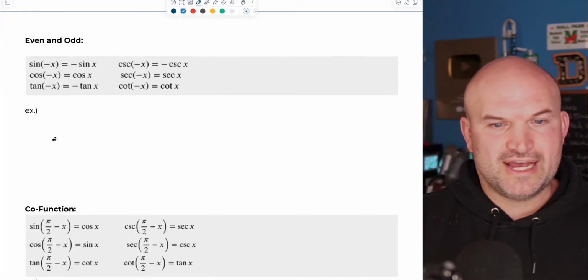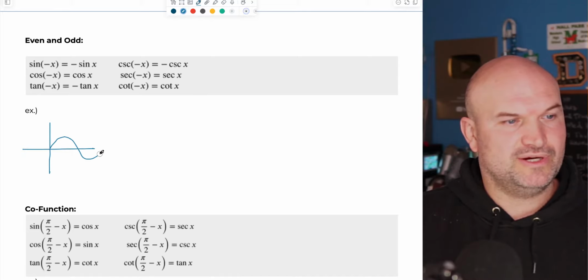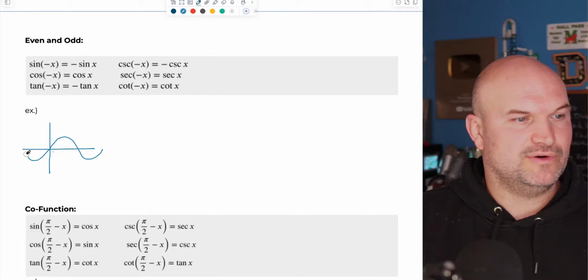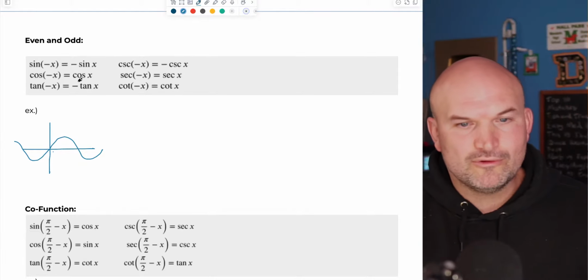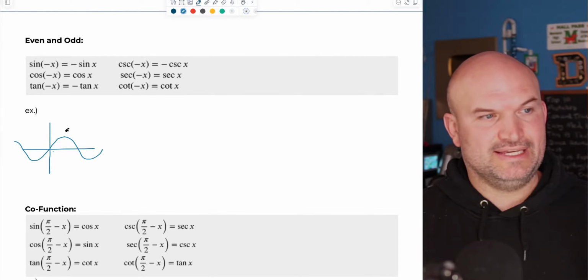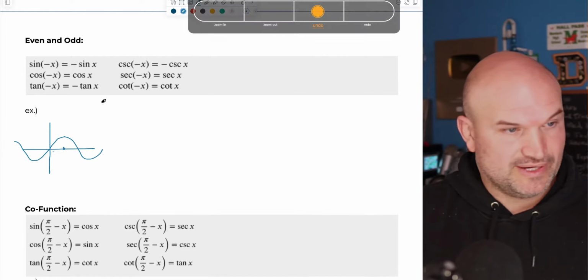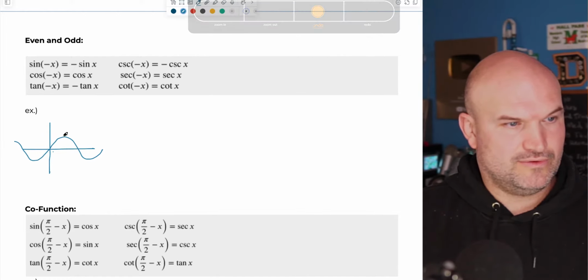So let's first look at the sine function. If you're going to look at the sine function, we have an initial period that looks something like this, and then goes over like that. Okay. Now you have to remember what happens when we take the reflection. Actually, let's just look at this point right here.